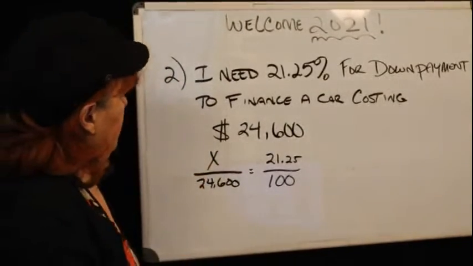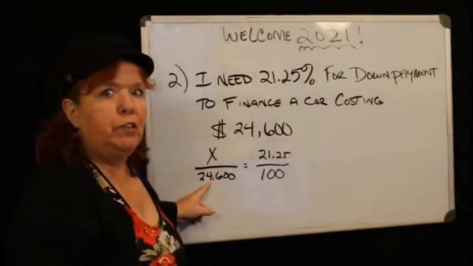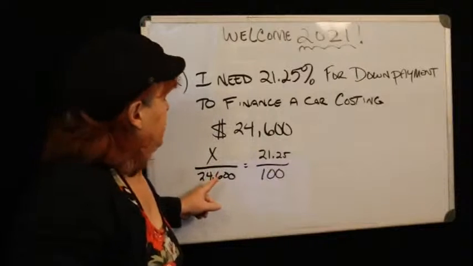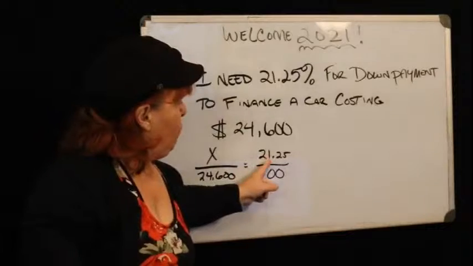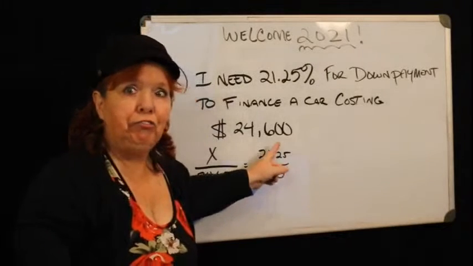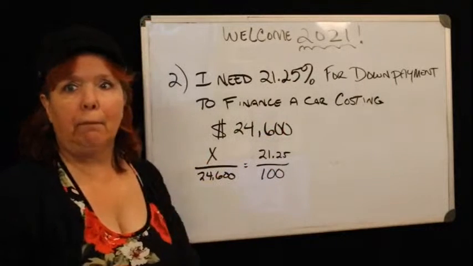All right? Again, cross multiply. So when you multiply this, you're going to multiply 24,600 by 21.25, and then divide by the remaining number.